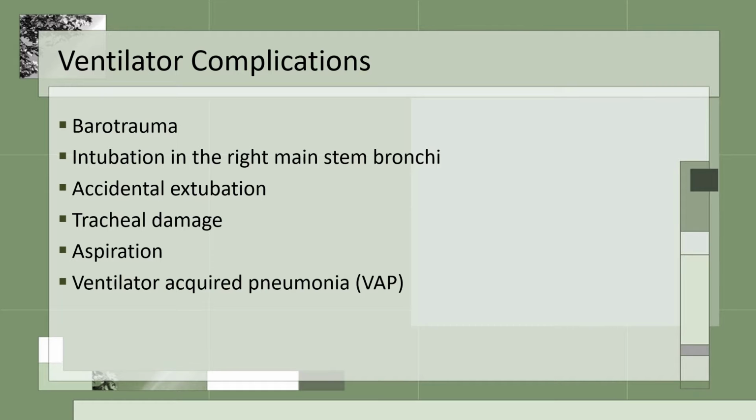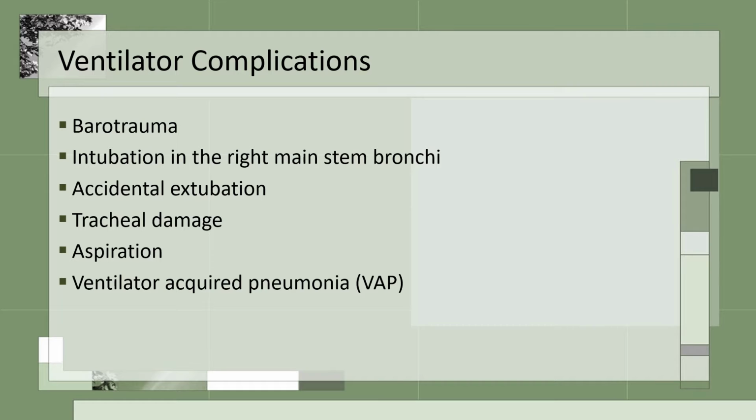The next complication would be intubation in the right main stem bronchi. This is very common. The trachea opens up to the right main stem first before it branches off to the left lung. So this is a very common thing. The ET tube will then just have to be adjusted. This is detected during X-ray and also during auscultation. When the ET tube is put in, you will hear breath sounds on the right side and not the left side.